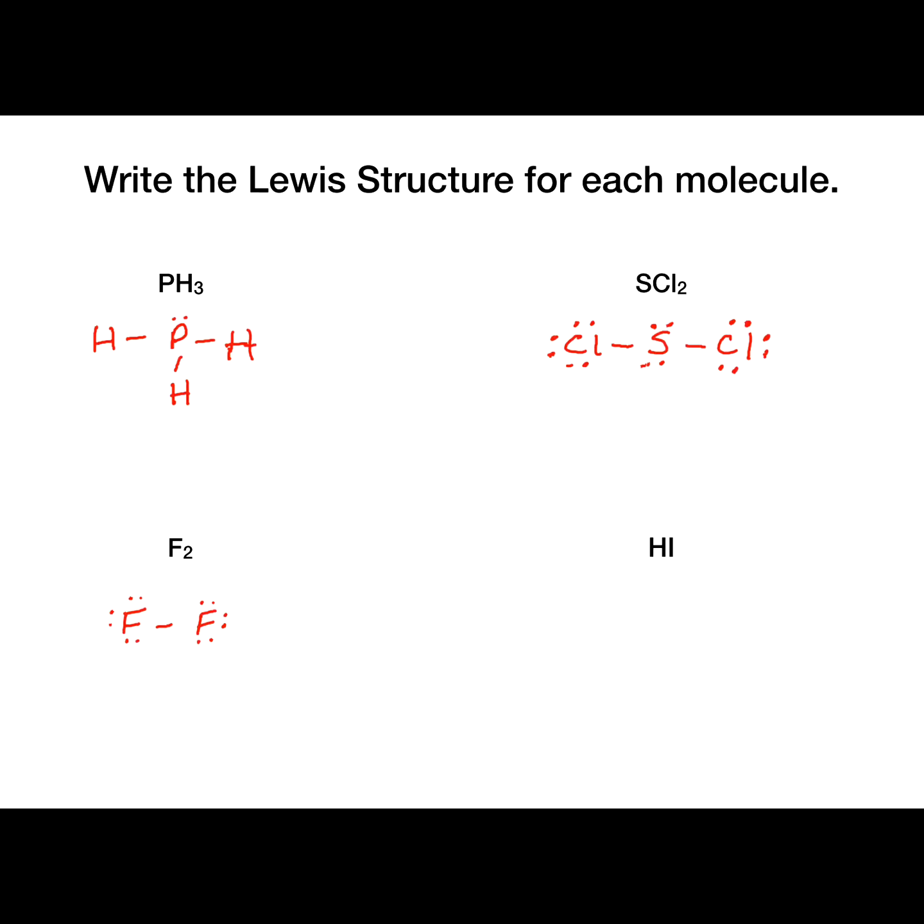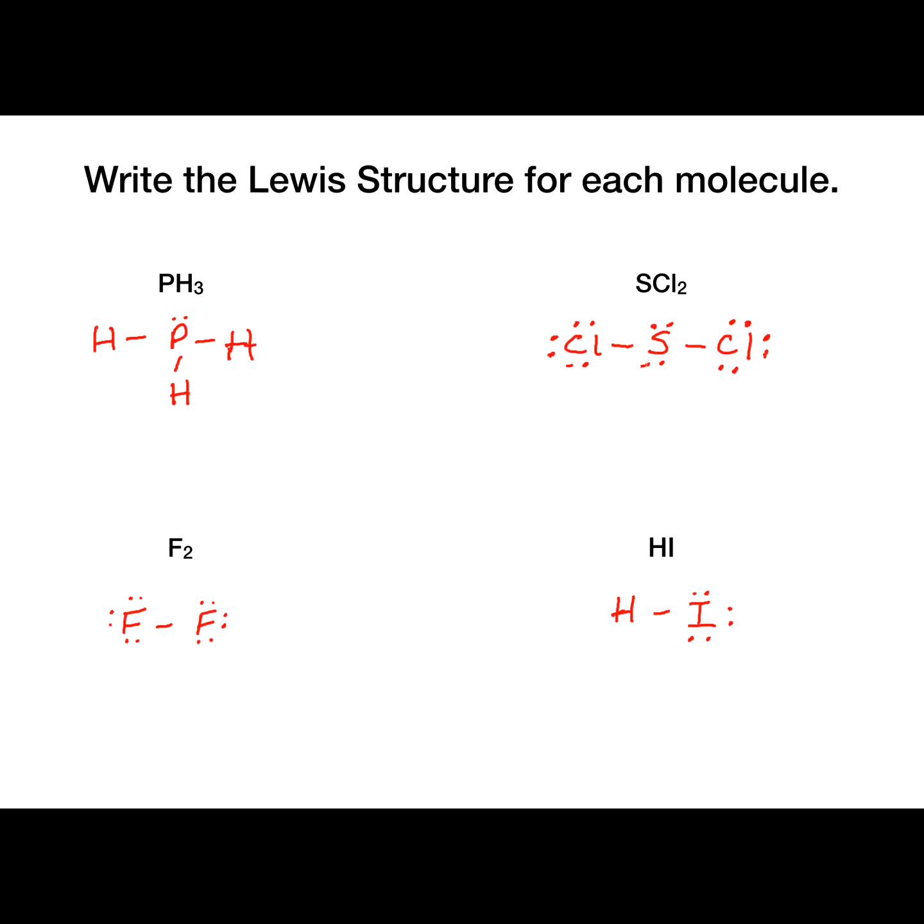Our next problem is hydroiodic acid. So hydrogen again only needs 2 valence electrons to be happy, and iodine needs 8, but it already has 7. So we have our hydrogen bonded to our iodine. And then we need to add our electrons to our iodine to make it full and happy.